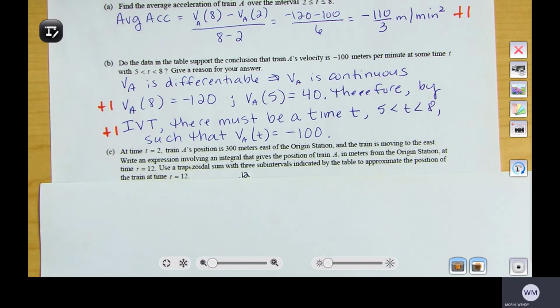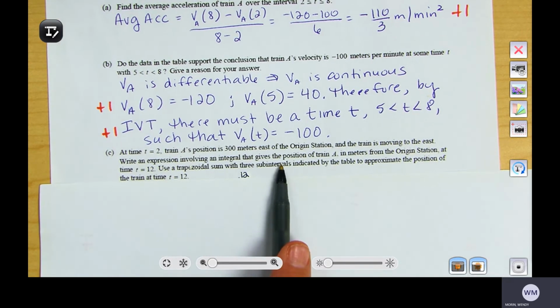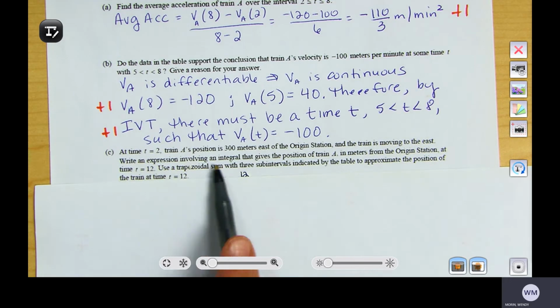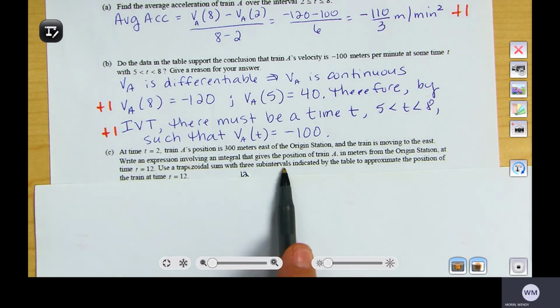All right, then you have a trapezoidal sum with 3 sub-intervals. So you should be able to do that one. So pause the video and see if you can do a trapezoidal sum with 3 sub-intervals.